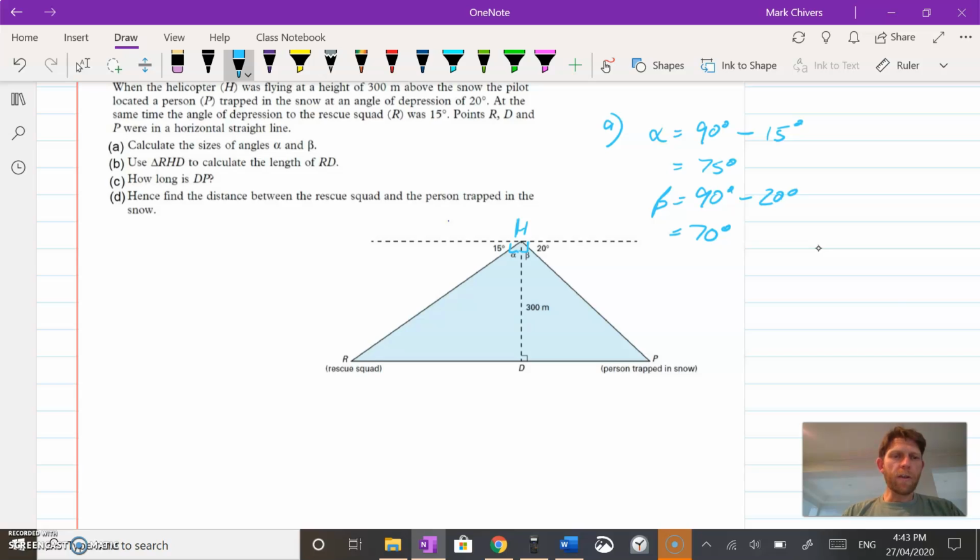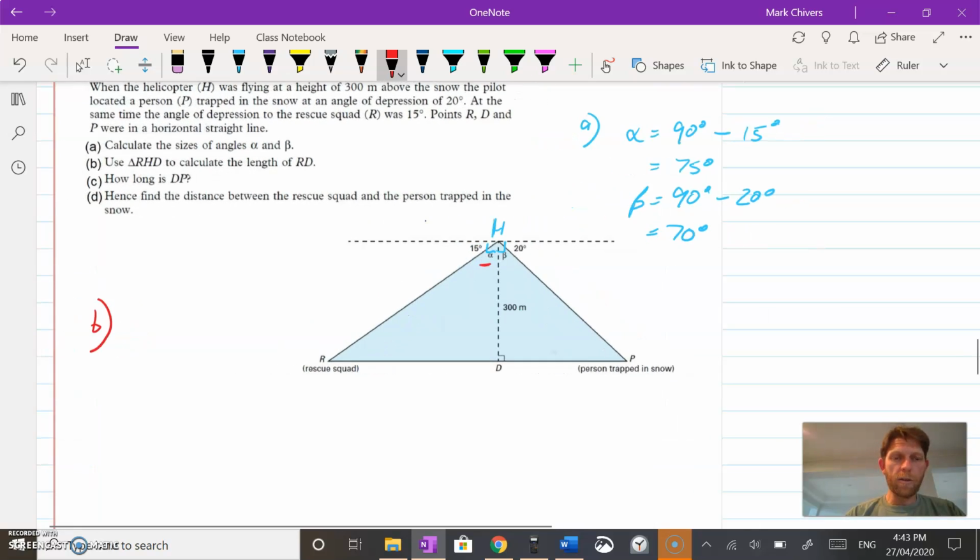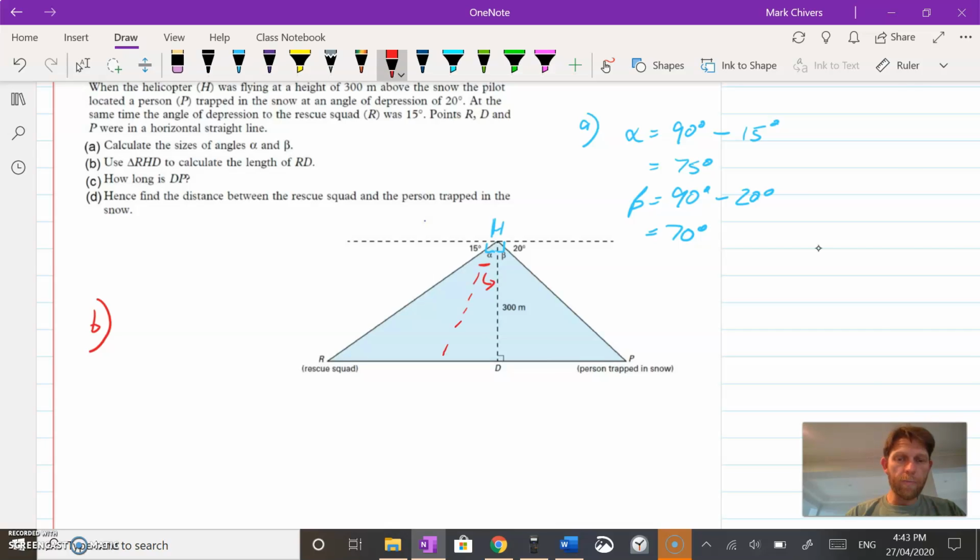Okay, next, in part B, we have to use triangle RHT to calculate the length of RD. So in relation to that, we've got an angle that we know the size of, we've got an adjacent side, and we've got an opposite side. We know the height of the adjacent side, the opposite side is what we're trying to find. So opposite over adjacent, we're thinking of tan. So tan theta equals the opposite over the adjacent.